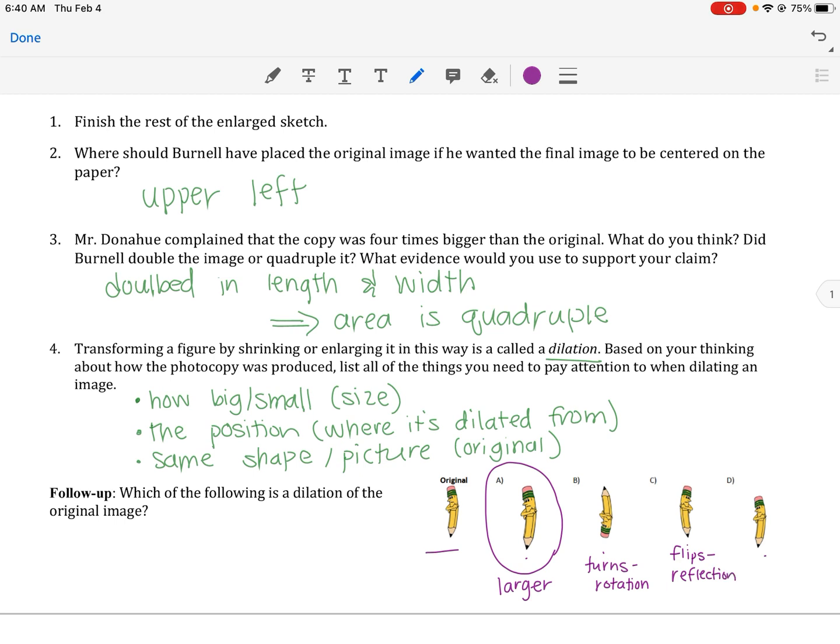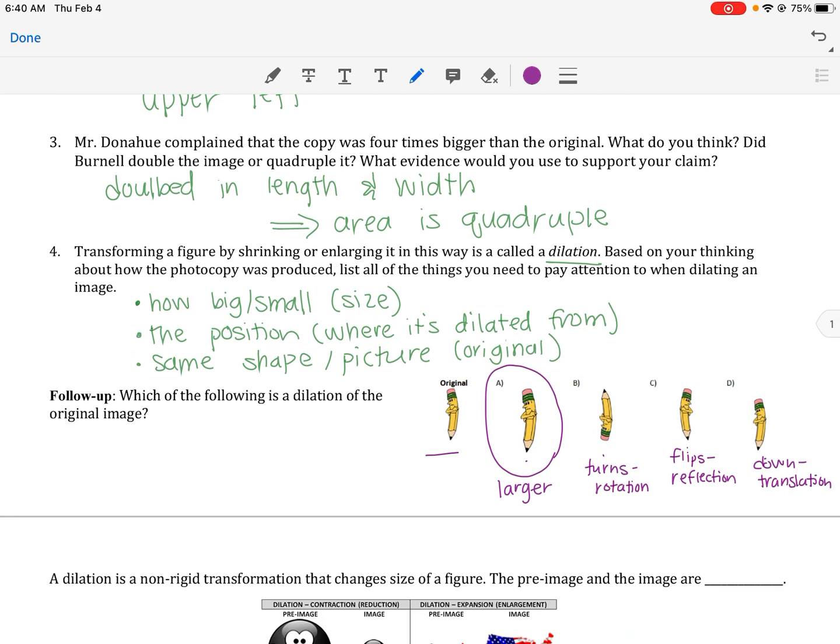This last one I could see as well. This one didn't change the size, right? It stayed the same size. So it's more likely that they're thinking about that as a translation, because it kind of moves down a little bit. But that's kind of hard to tell. But it stays the same shape and size.